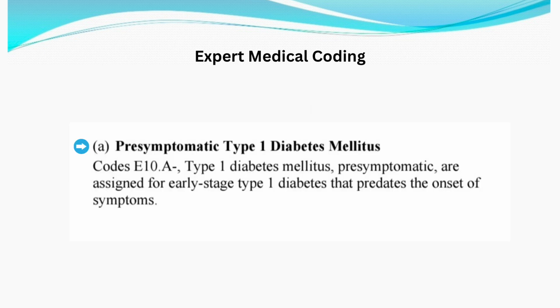Now let us move towards the next coding guideline that says about presymptomatic type 1 diabetes mellitus. Codes E10.A subcategory, type 1 diabetes mellitus presymptomatic, are assigned for early stage type 1 diabetes that predates the onset of symptoms. Let's understand this guideline in more detail.